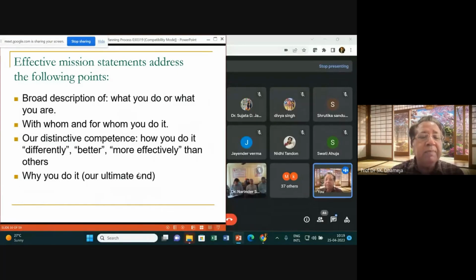Let me repeat. Number one, a broad description of what you do or what you are. Number two, with whom and for whom you do it. Third is your distinctive competence, that is, how you do it differently, better, more effectively than the others. And then why you do it. What is your ultimate end?